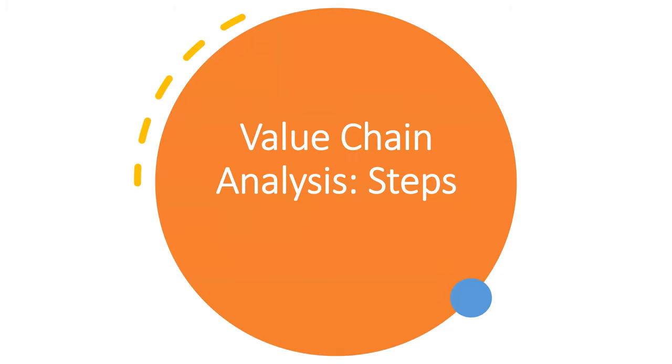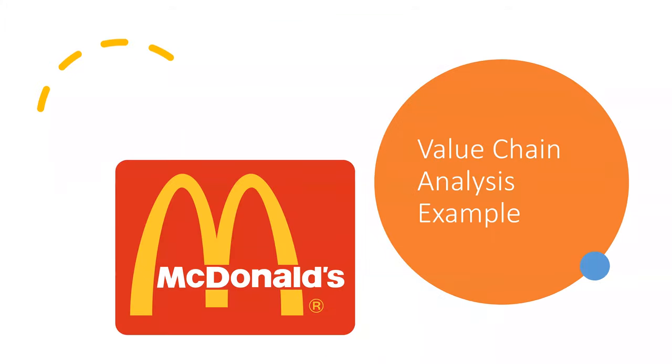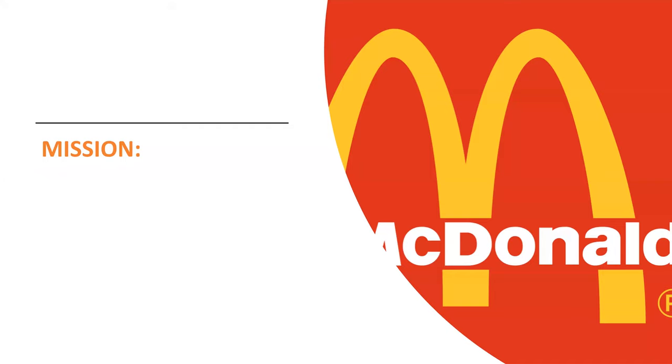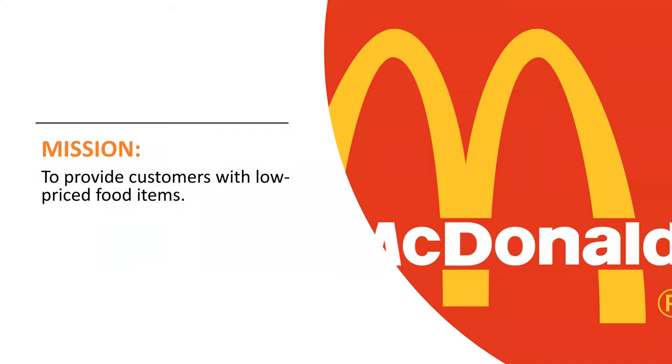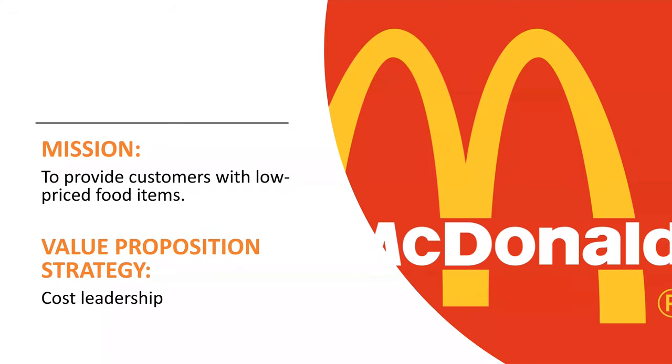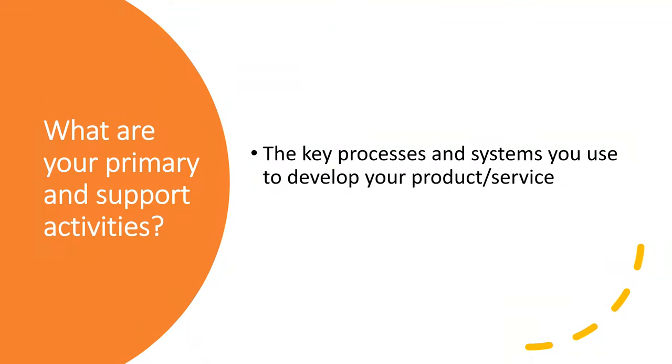So let's look at the value chain, and let's go through an example and see it in operation and understand how we can use the value chain analysis in our businesses. First example we're going to use is McDonald's, and we'll follow through the value chain and see how it's used at McDonald's. First thing that we need to define is that the mission of McDonald's is to provide customers with low price food items. The value proposition, as we've already said, is one of cost leadership. The key processes and systems that they use to develop the product and service are in our primary activities, and the support activities are the ones that support the product.